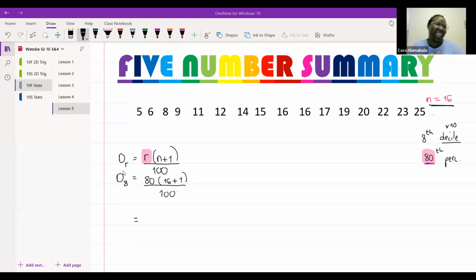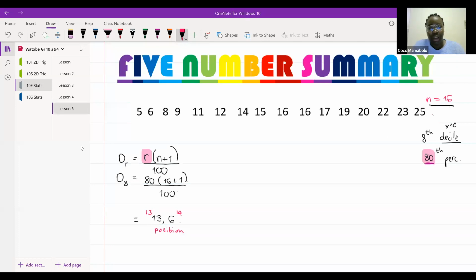Everybody's told us that this ends up being 13,6. Okay. So, yes, ma'am. This is the position that we're looking for. Now, the position means that the number we're looking for is going to be between position 13 and what other position? What's the upper part? 14. Correct. So now we're going to go and count.